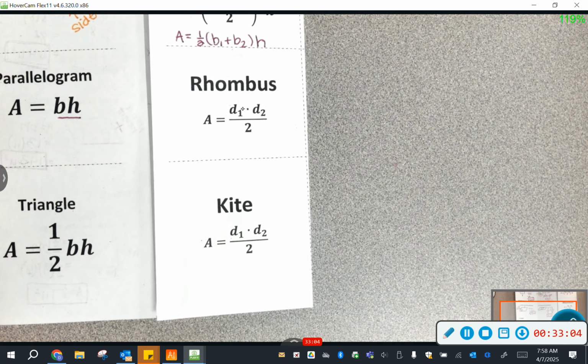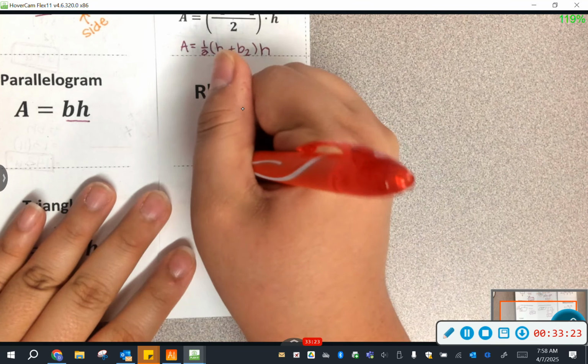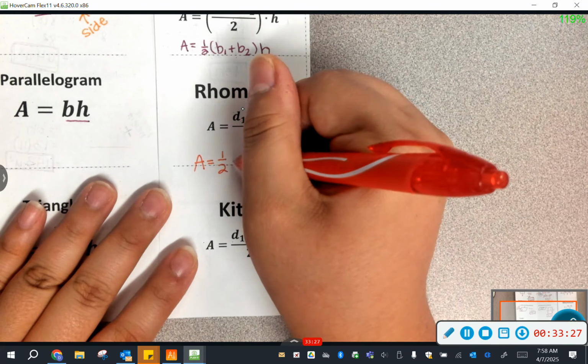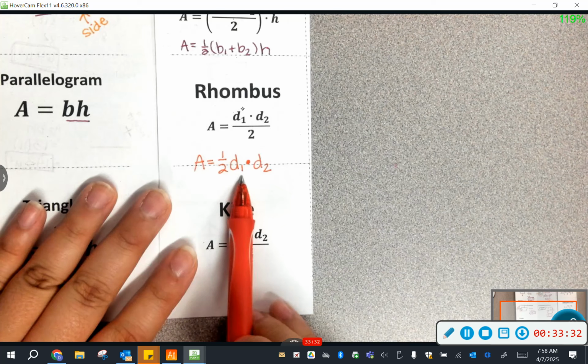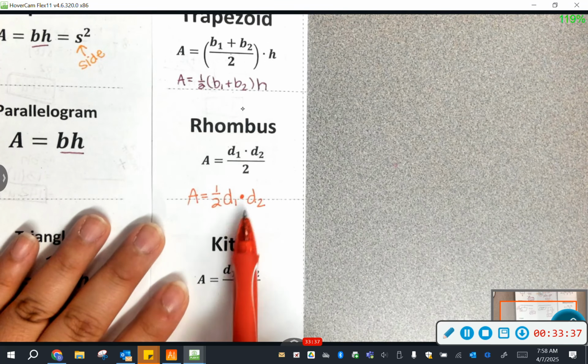A rhombus and a kite have the exact same formula. And I'm going to actually write it different, but before I do, does anybody know what D1 and D2 stand for? I'm going to do this 1/2 D1, and be careful, this is multiplied. Your bases are added up here, but this is multiplication.